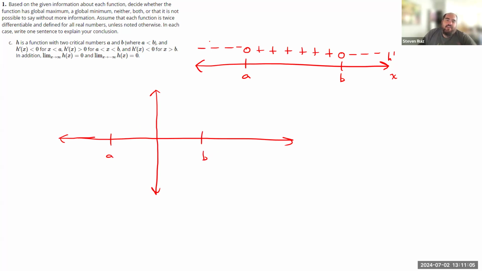What's happening at A? I have a function that's decreasing, critical point, increasing after. That's a local min or a relative minimum. I have this opposite behavior going on at B, so that's going to be a relative max. And then I'm also told something about the limits. The limit as x approaches infinity of h of x. So I have basically this behavior is happening.